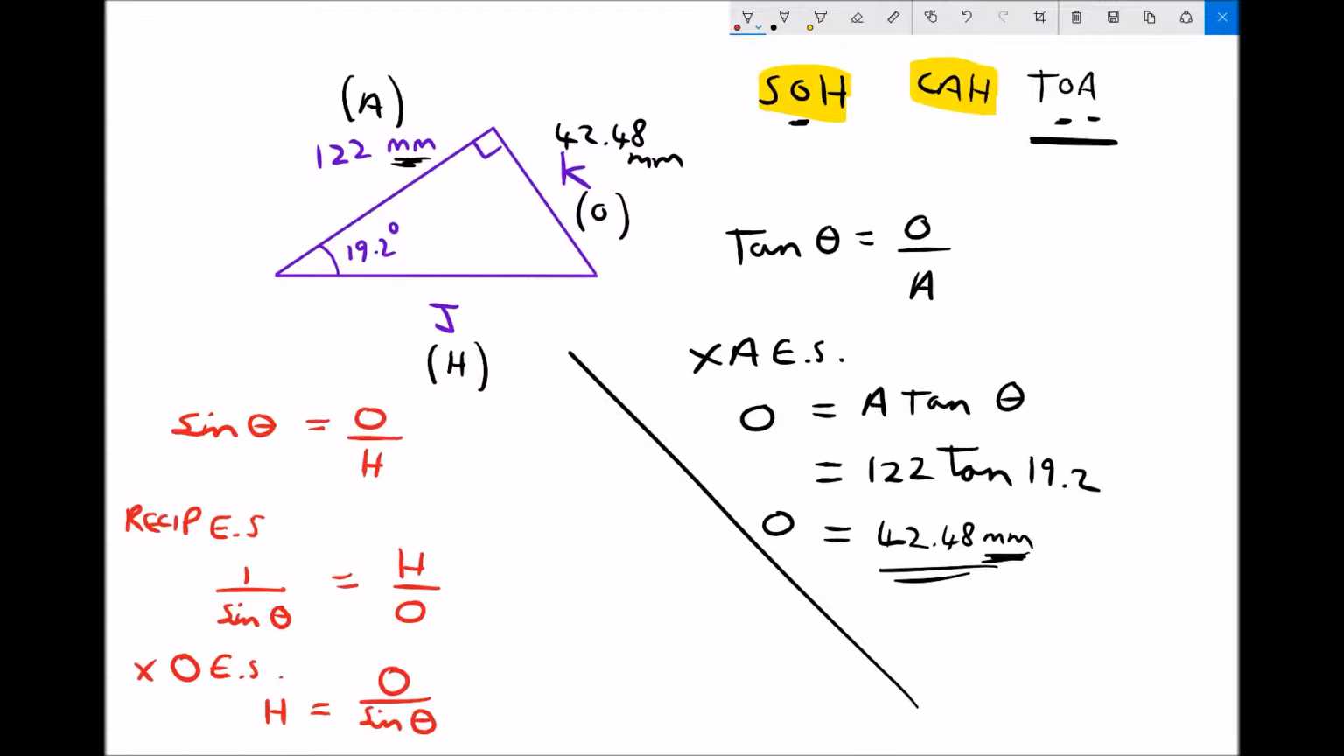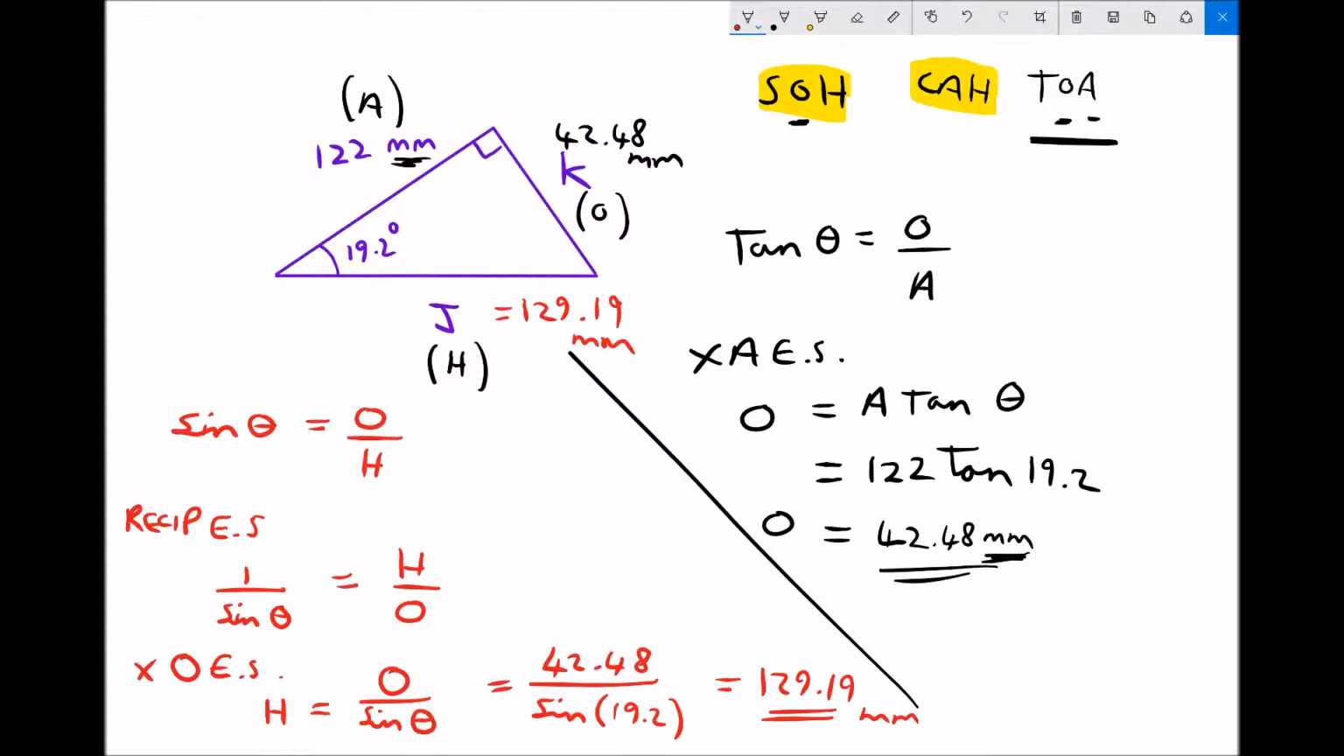Once we've reached that stage, it's simply a case of plugging in our values, because we know the opposite. The opposite is our 42.48 that we found previously. And we know the angle is 19.2 degrees. And that will give us the length of our hypotenuse, which is 129.19 millimetres. Therefore, J is 129.19 millimetres. And we've found all of the unknown lengths on that triangle.